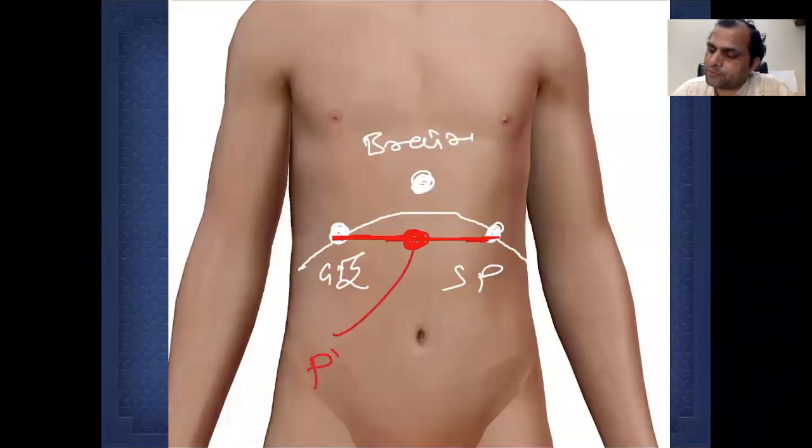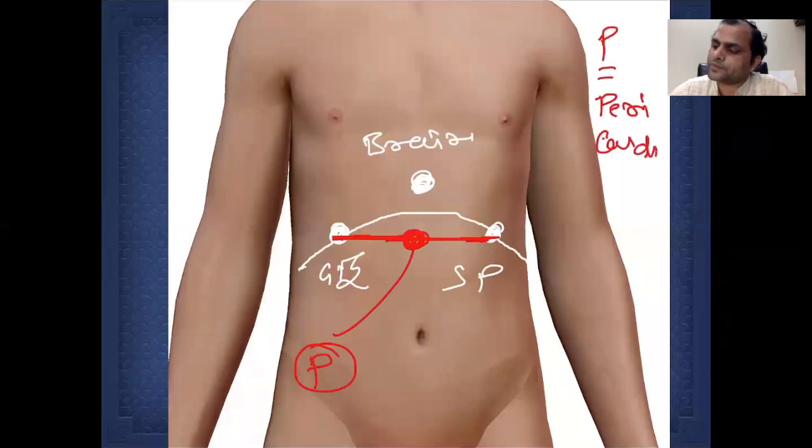P. The meaning of P is pericardium. When someone finds pain at this pericardium point, it indicates 2 problems.